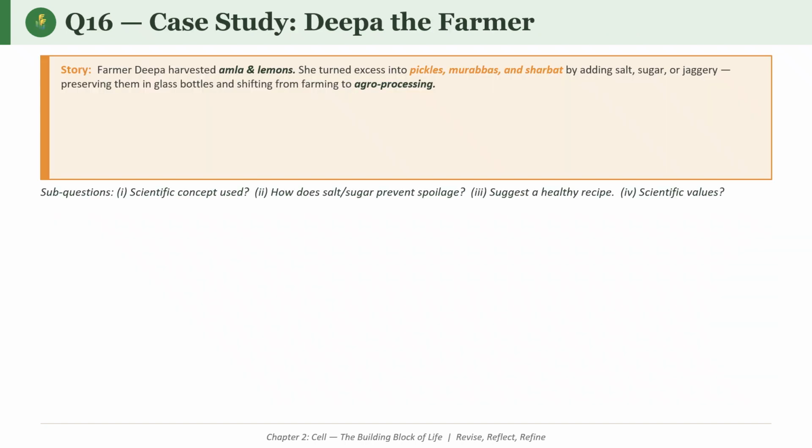So, case study. Farmer Deepa harvested amla and lemons. She turned the excess into pickles, murabbas, and sharbat by adding salt, sugar, or jaggery, preserving them in glass bottles and shifting from farming to agro processing. So, what are the questions? What is the scientific concept used? How does salt or sugar prevent spoilage? Suggest a healthy recipe and a scientific value.